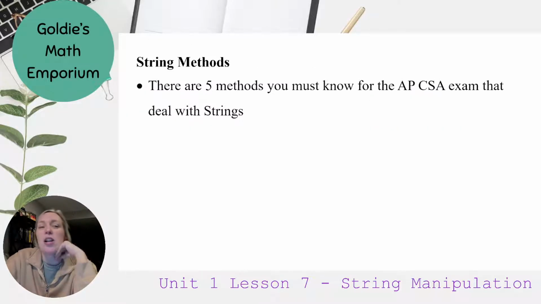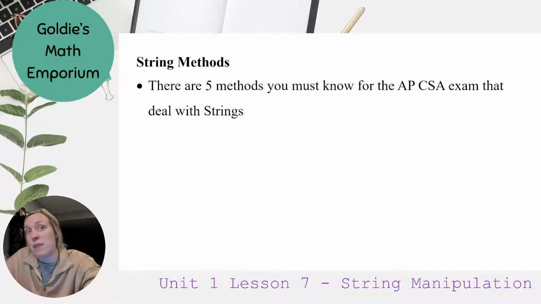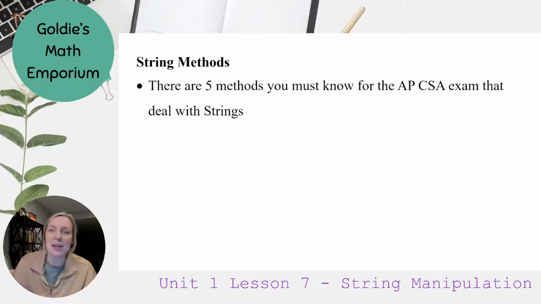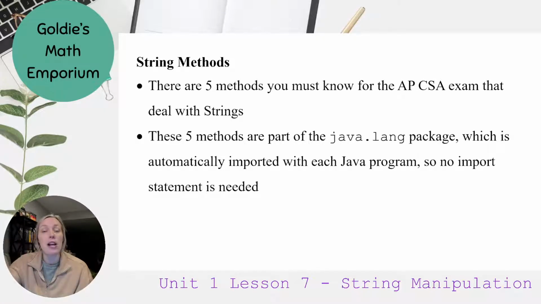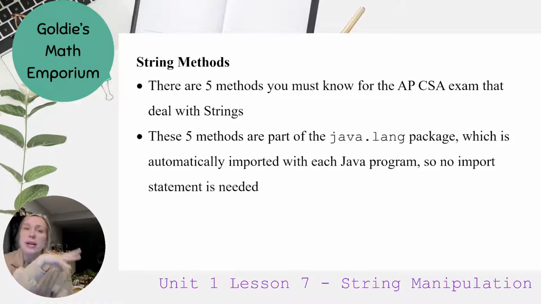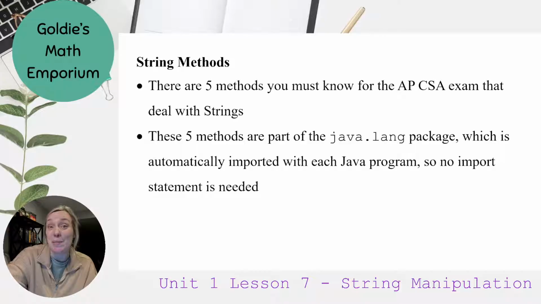Okay. So let's jump back over to string methods. There's so many string methods, but there's luckily only 5 that you have to know for the AP CSA exam. And these are arguably the 5 most common that you would use when encountering strings anyway. So you're going to know these 5. Okay. They're part of that java.lang package. So because it's automatically imported, you don't need an import statement. You can just use these in your program, right? You don't have to write a class for it. You don't have to do any of that. It's already been written. We can just use them, okay?